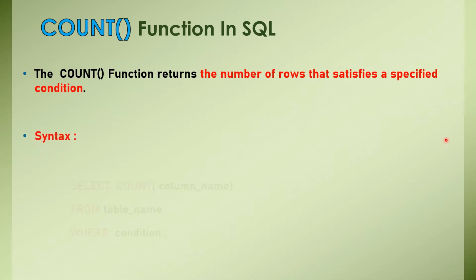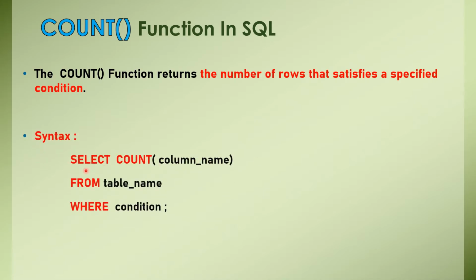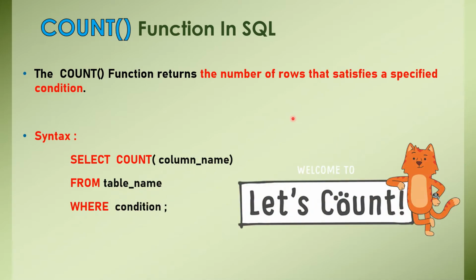The syntax for the count function is very simple: you need to write select count, based on the column name, means according to the column name you can count the total number of rows that are present. We will look into it more carefully, don't worry, I will give you some examples. Then you need to give the table name, and a where condition. If you have some condition, if you want to filter those records and count them, then you can also give conditions.